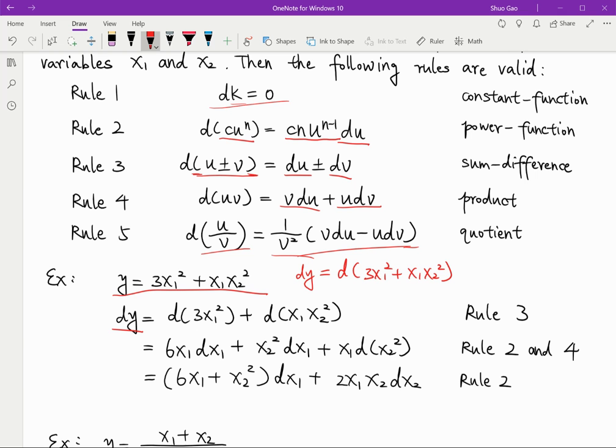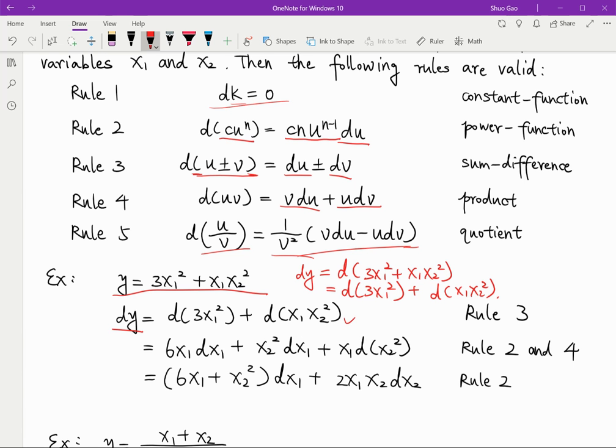So rule 3 tells us that the differential of the summation of two functions is just the differential of the first one plus the differential of the second one, right? So this is just d(3x1 squared) plus d(x1 x2 squared), right? So this is rule 3.